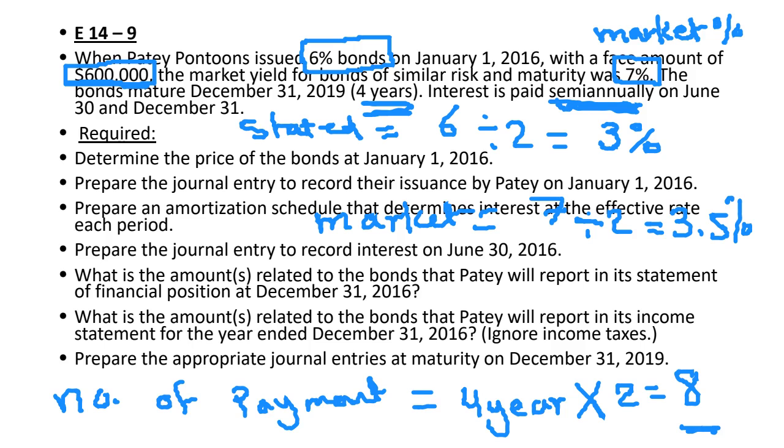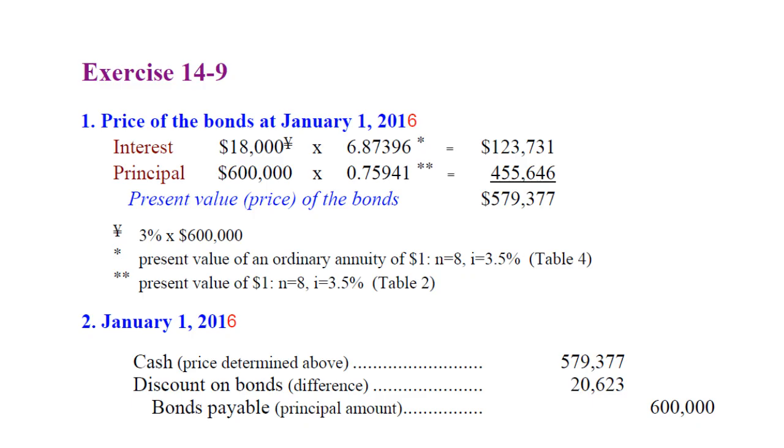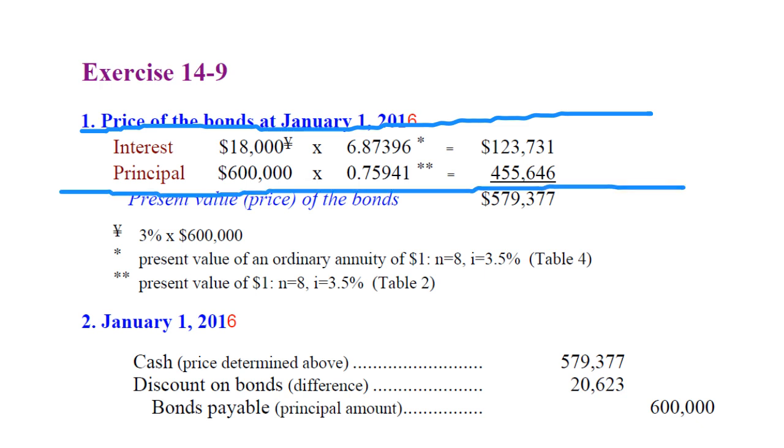So to determine the present value of the bond, we need to prepare the table of the interest and the principal and find the factors from table 2 and table 4. So we will prepare the table as follows. We have the interest rate and the principal.